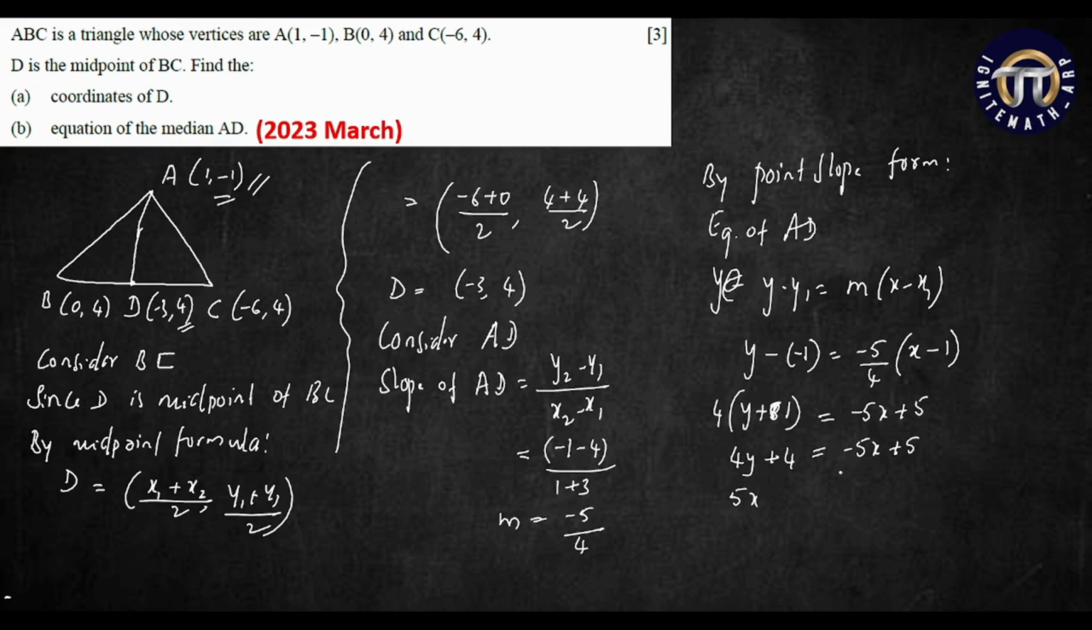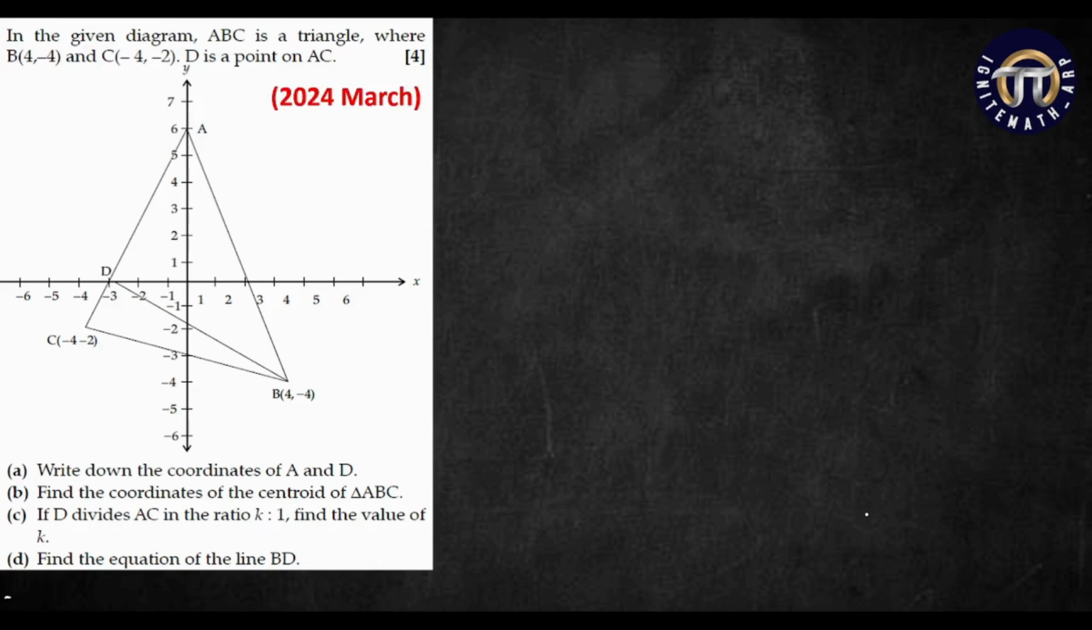So 5x plus 4y minus 1 is equal to 0. This is the equation of the required line. Clear, children? Now let me take the next example which has appeared in the 2024 examination.